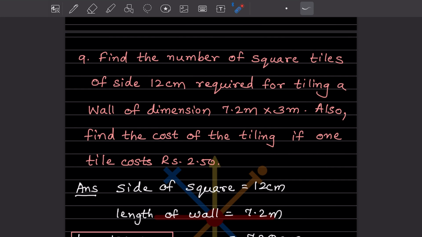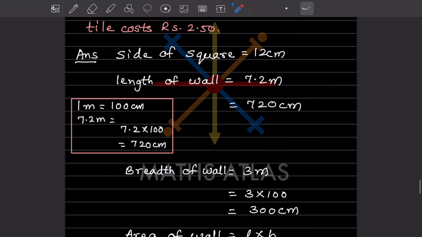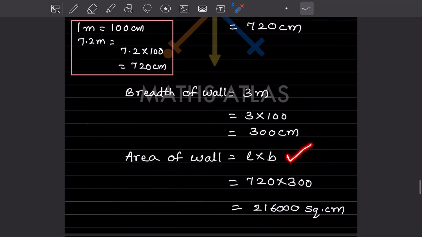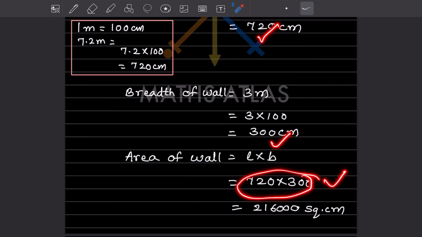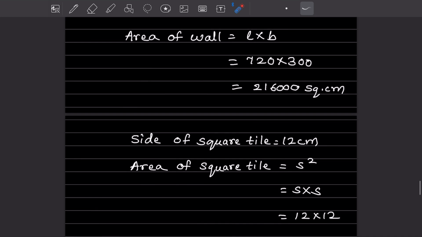Now we are going to find out first thing, for the wall. For tiling, a dimension of the wall, isn't it? So what are we going to do? First, we'll find the area of the wall. That is length into breadth. The length is given, the breadth is given. Just put it over here, and when you multiply this, you get 2,16,000 square centimeter.